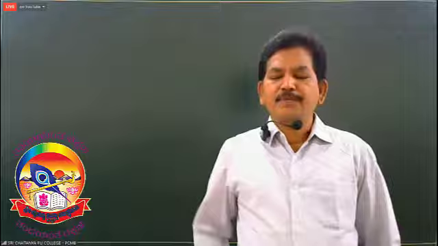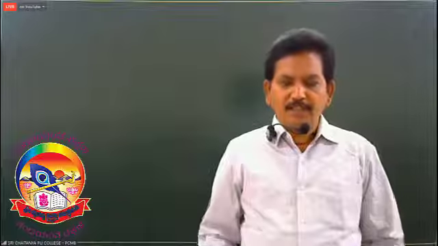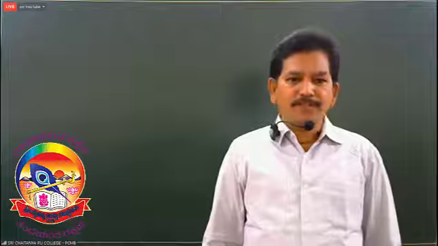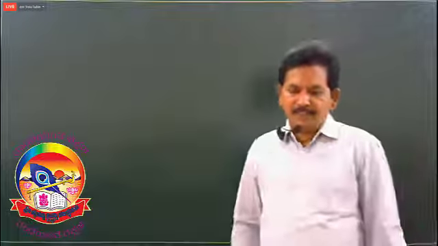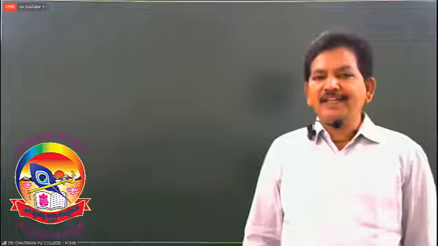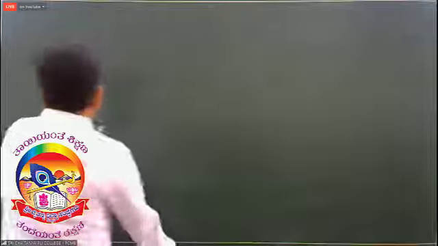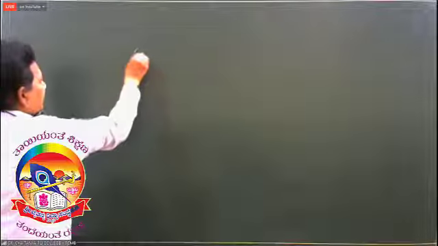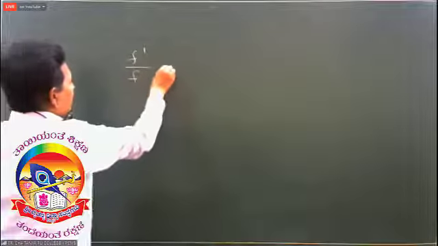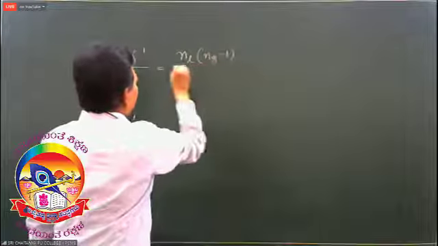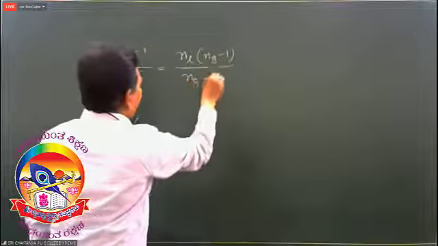In the previous classes we were discussing lenses. Let us consider a lens of focal length f. If it is dipped inside a liquid, then what happens to the focal length? A lens is there, the focal length of the lens is f. It is dipped inside the liquid. Then how to calculate the focal length? We have already derived this. I am mentioning the formula here: f dash by f is equal to NL into (NG minus 1) divided by (NG minus NL).